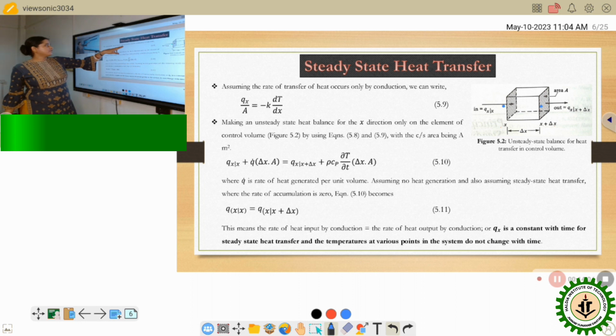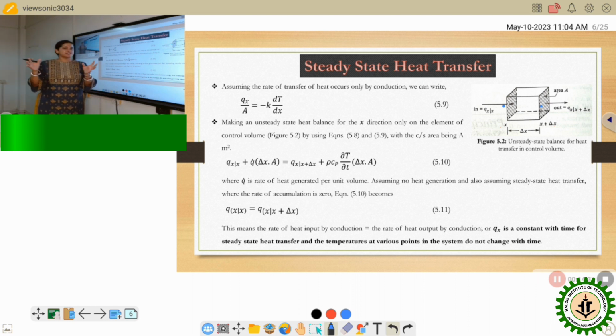Assuming the heat transfer occurs only by conduction, we can write Qx by A, which is the heat flux, equals minus small k into dT/dx, the rate of change of temperature with respect to thickness. Before going to the steady state heat transfer, let me consider the unsteady state heat transfer, or rather let me first discuss that.